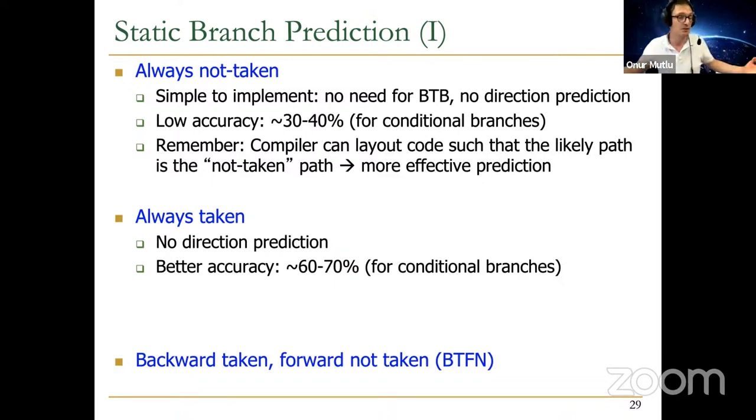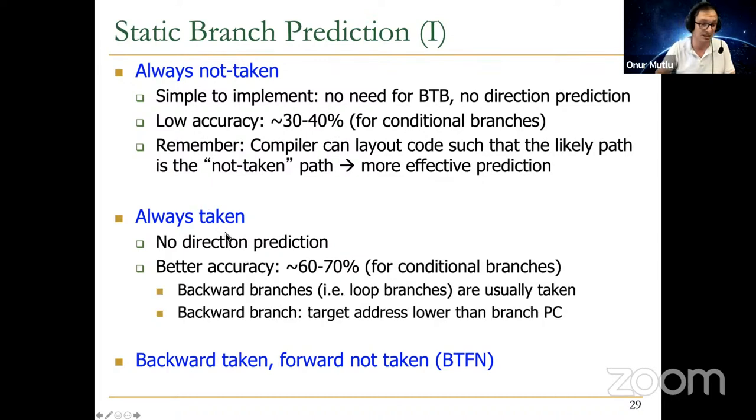Basically, if you have a big loop, for example, if it iterates 100,000 times, you don't mispredict the branch much, right? Loops usually iterate, and as a result, they have taken branches, so you get better accuracy with always taken prediction. Okay, I already mentioned this basically. Backward branches are usually taken, and backward branches are usually loop branches. And backward branches are branches where the target address is lower than the branch PC.